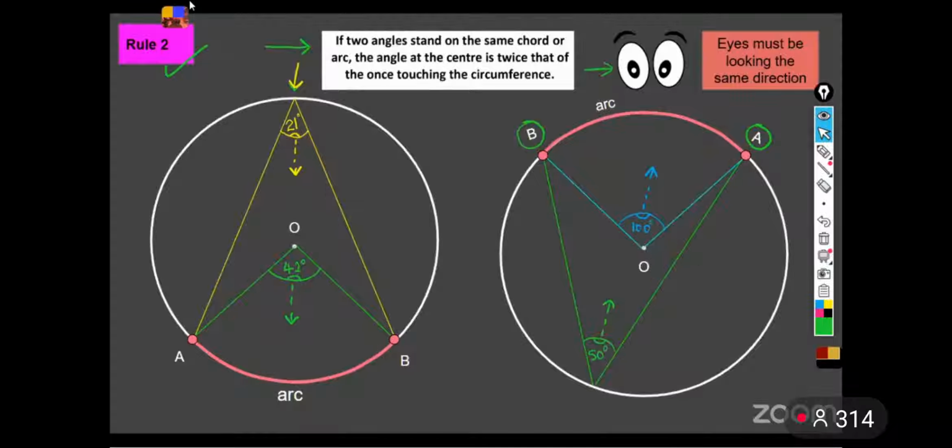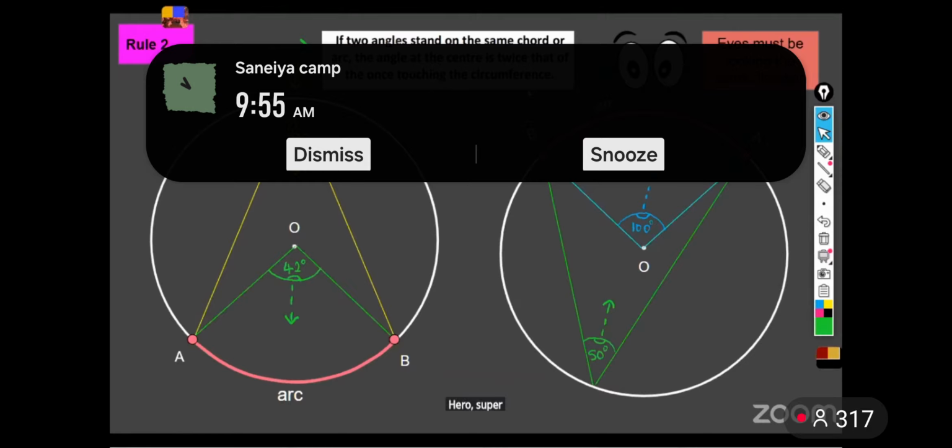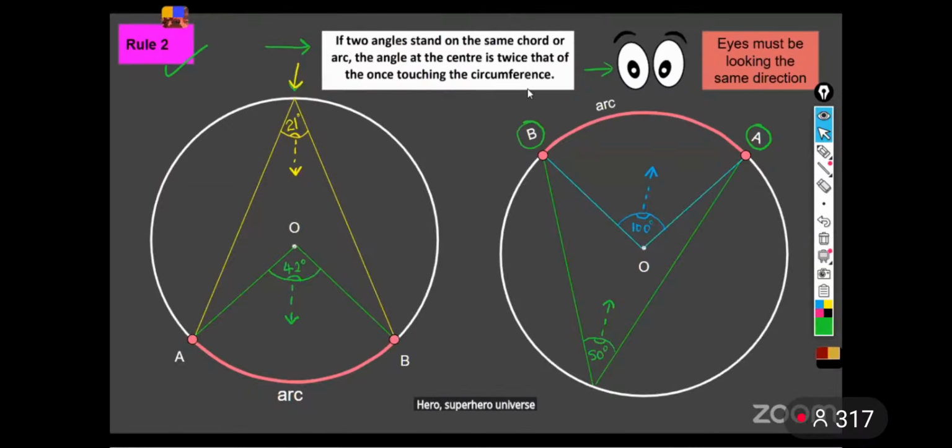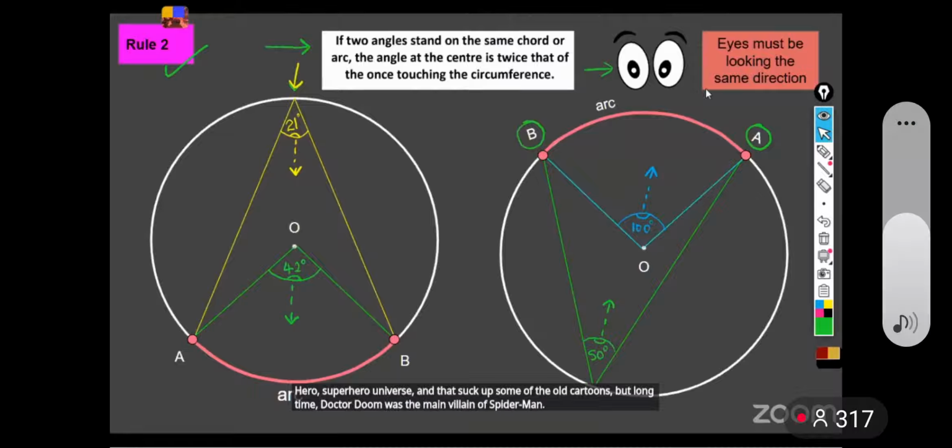Somebody is correcting me that Dr. Doom is from Fantastic Four. Well, that's in the new one. When I grew up in the 80s, Dr. Doom was the main villain of Spider-Man. So I'm not a big fan of the modern superhero universe. I just like some of the old cartoons. But for a long time, Dr. Doom was the main villain of Spider-Man. It's changed now, I guess.